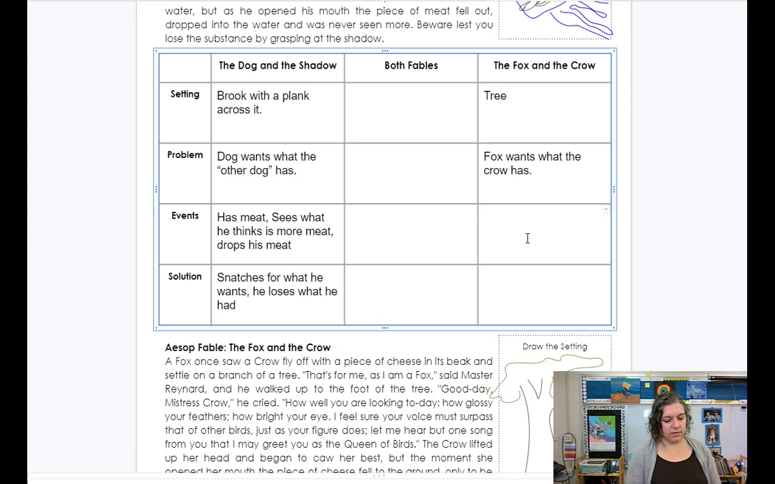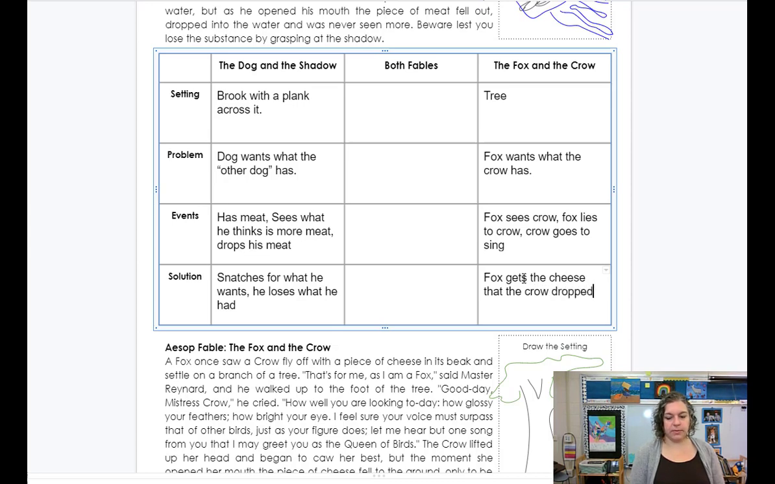And the events: fox sees crow, fox lies to crow, crow goes to sing, and so then in the end what happens is the fox gets the cheese that the crow dropped.